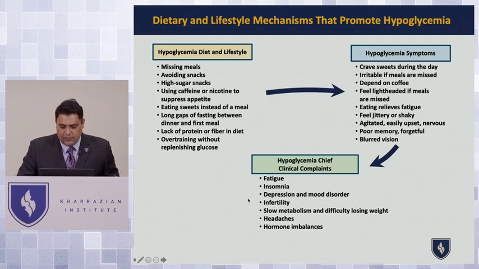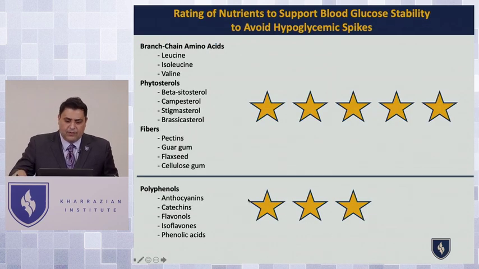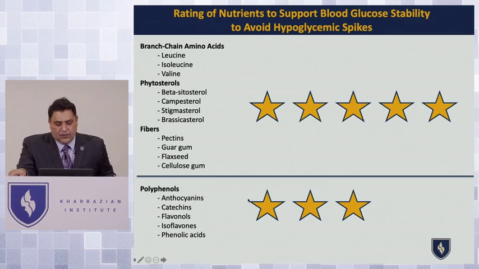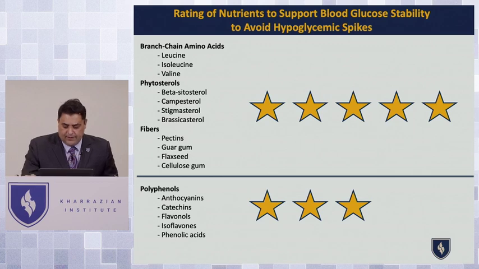And in the hypoglycemia course, we talked about the most important supplements for hypoglycemics. So branched-chain amino acids, isoleucine, valine, can immediately be metabolized through gluconeogenesis into getting blood sugar levels back up. Plant sterols and fibers can all stabilize blood sugar levels. Polyphenols can have a huge impact on blood sugar stability.